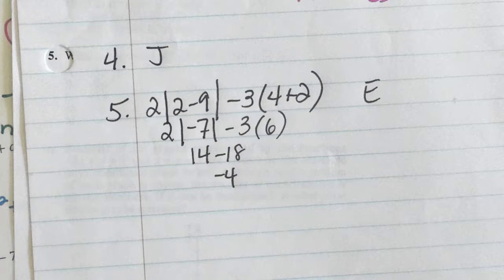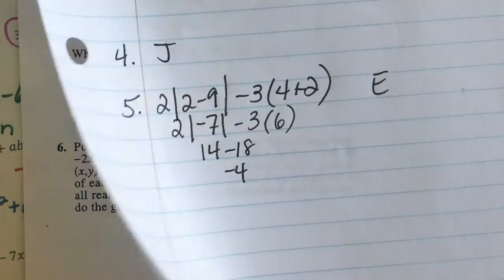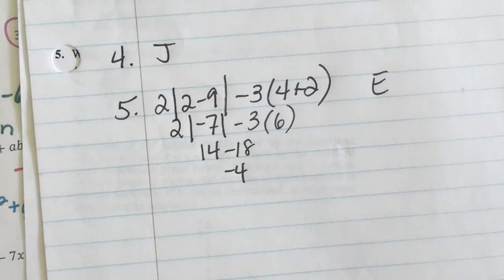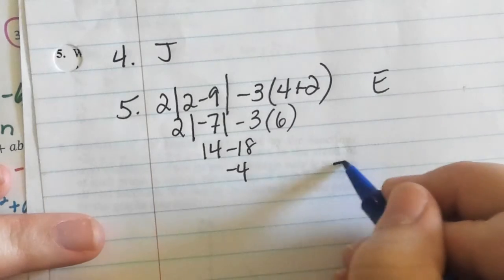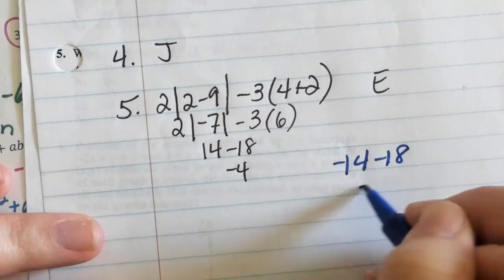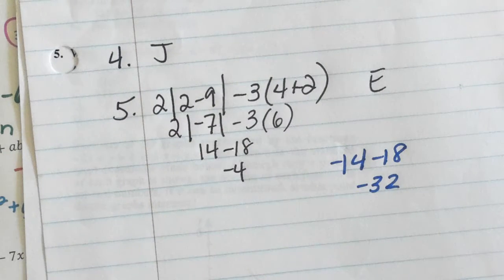If you got negative 14 minus 18, if you got negative 32, which was answer choice A, then you did not understand that those absolute value bars make everything positive, because you thought it was going to be negative 14 minus 18, which is negative 32. You're forgetting about those bars. They make everything positive. Okay, are there any questions on number 5?